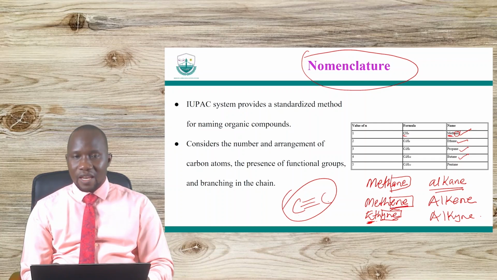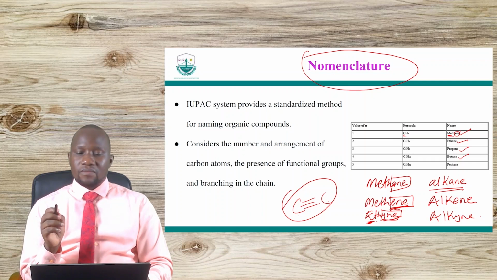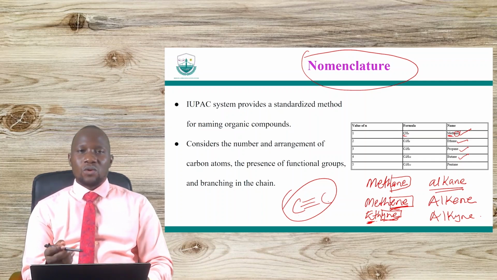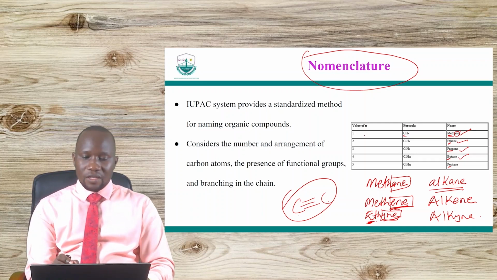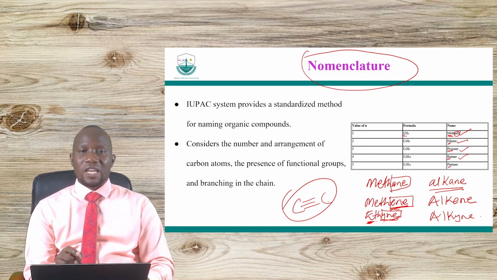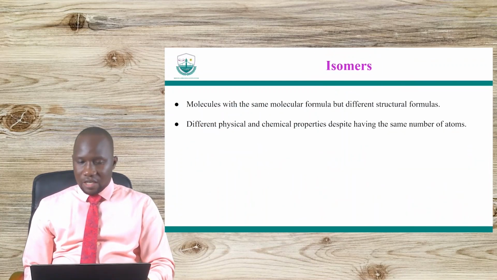This ending part, which we call the suffix, tells us about the functional group, at least for now, and then this is what we call the prefix. So, pent means 5, but means 4, prop means 3, eth means 2, meth means 1. That is the number of carbon atoms in that compound. That's what we have illustrated there.